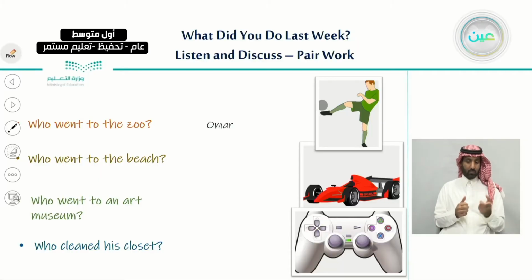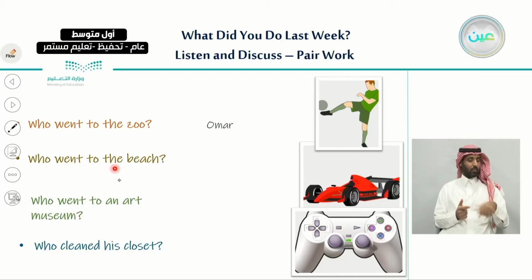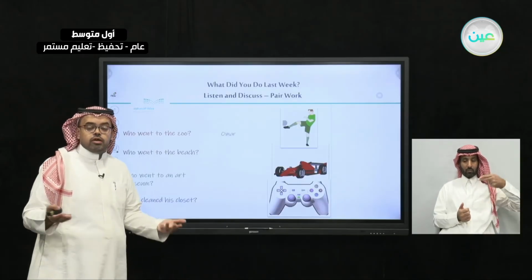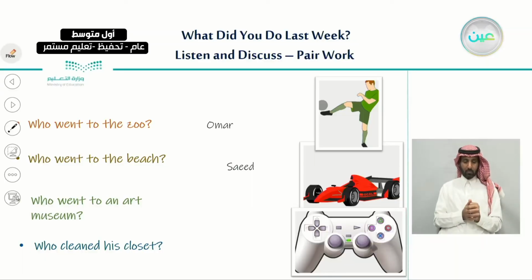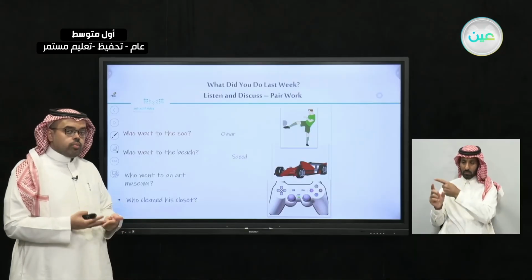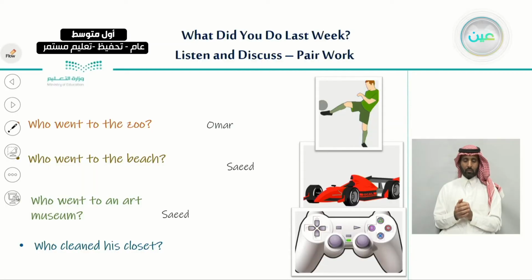Excellent. The answer is Umar. Umar went to the zoo. Let's move on to the other question. Who went to the beach? Among Ahmed, Umar, Imad, and Saeed, who went to the beach and played beach volleyball? Excellent. It is Saeed. Next, who went to an art museum? Imad, Umar, Ahmed, or Saeed? Very good. The answer is Saeed.